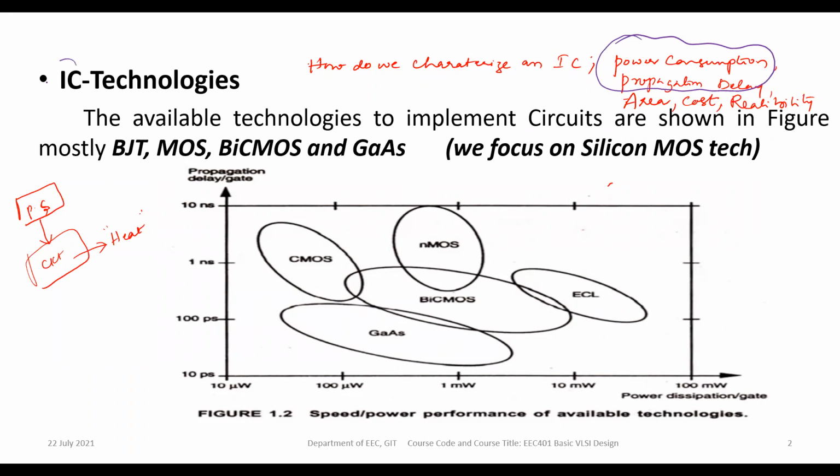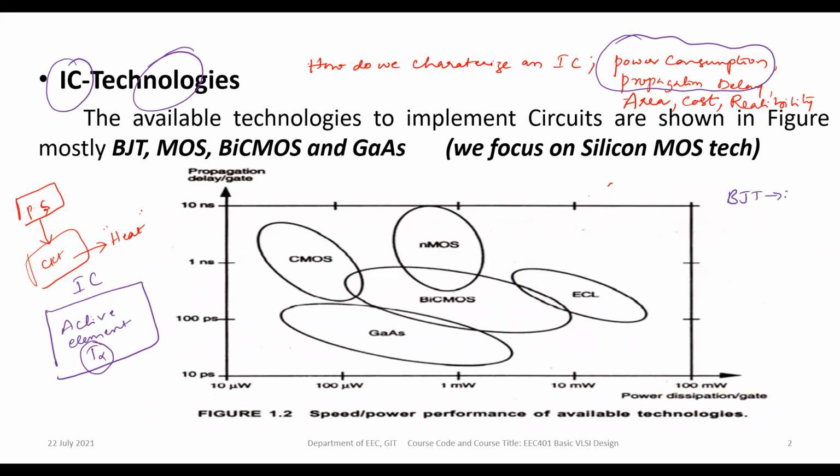An IC technology means, whatever the IC we are considering, what is the active element that we are considering? The active element is generally a transistor. Depending upon the type of the transistor, we give the name of the technology. This is one way of identifying the IC technology. For example, if I say bipolar junction transistors, BJT, then it is BJT IC technology.